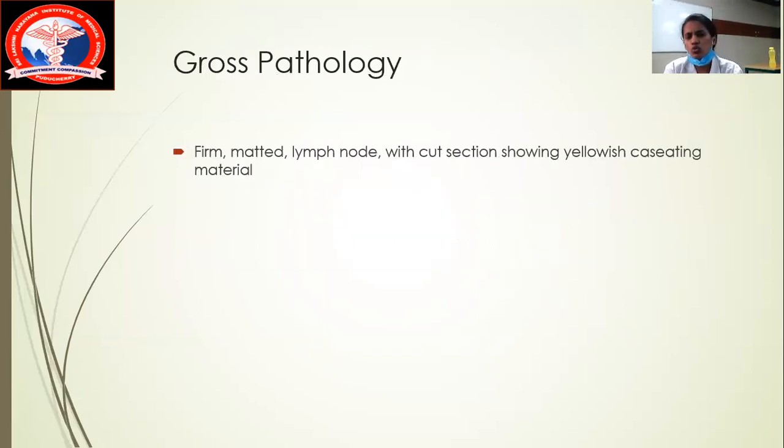So what do you expect in the gross pathology? You have taken a cross section or cut section of that particular lymph node. What will you be expecting in the gross pathology? I can see a firm, matted lymph node, matted meaning 2 to 3 nodes clustered together, with the cut section showing yellowish caseating material. That is how we can see it in the gross pathology.